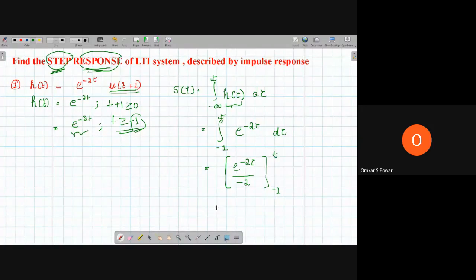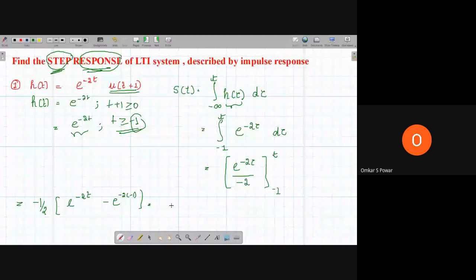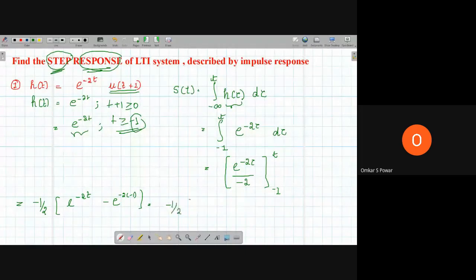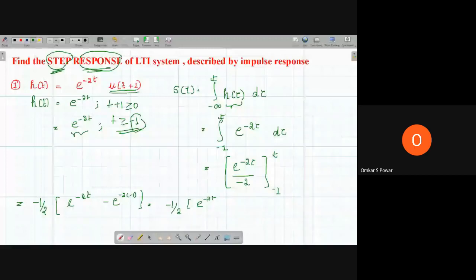If you solve this, let me solve here. Minus half, I will take it outside, of e^(-2t) minus e^(-2 into -1). So this is equal to minus half of (e^(-2t) minus e^(+2)). Okay, so this is your answer.